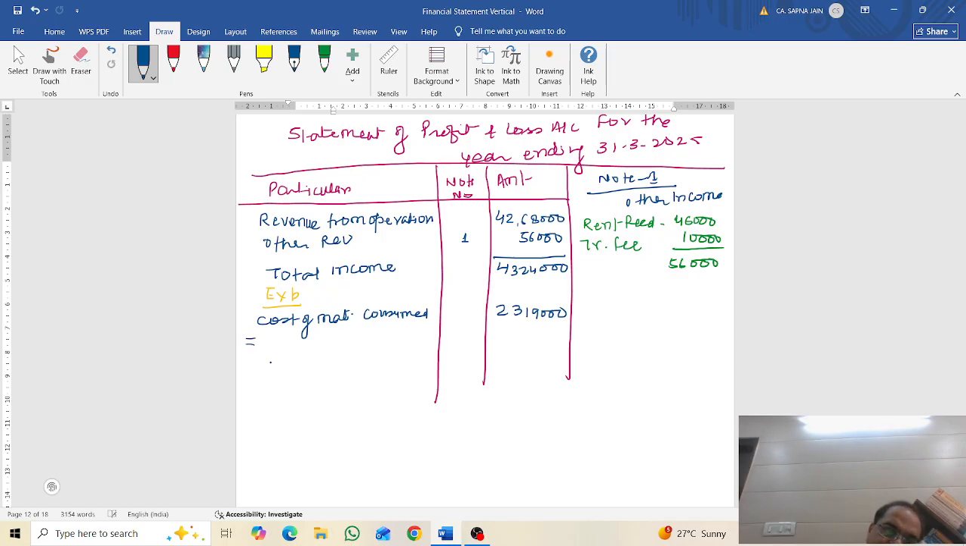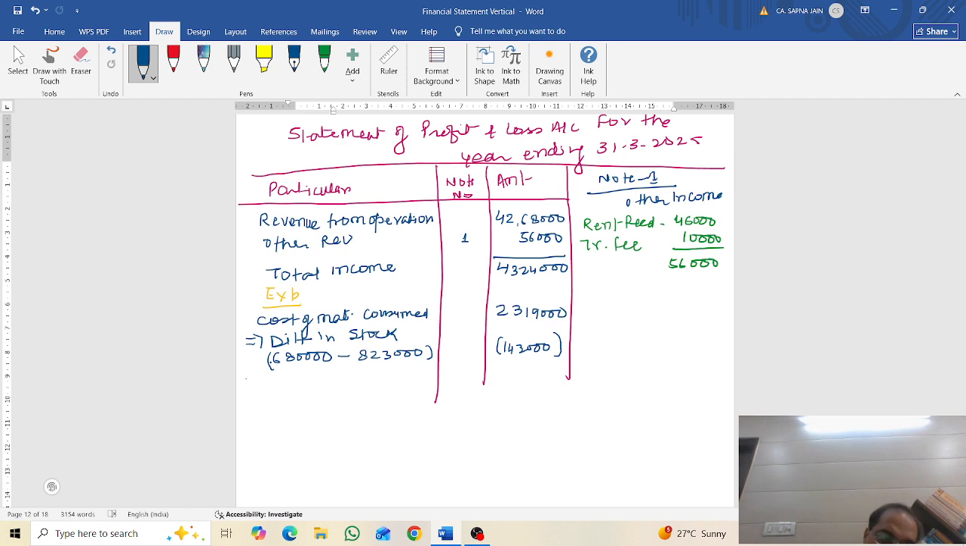Now the next is the difference in stock, the difference in inventory, opening inventory minus closing inventory. So 6,80,000 is the opening inventory given, and 8,23,000 is the closing inventory given. So the difference, opening minus closing, is 1,43,000 negative.